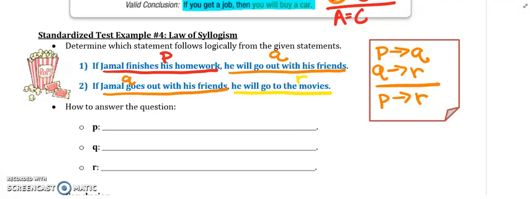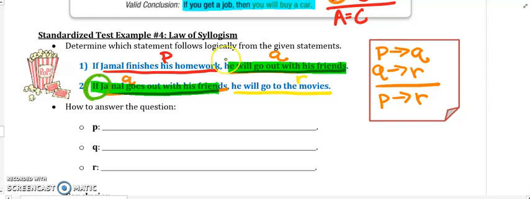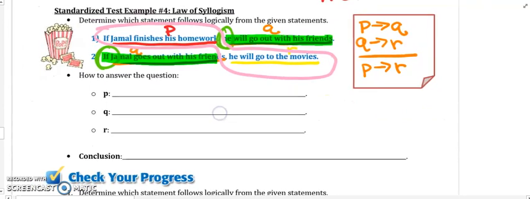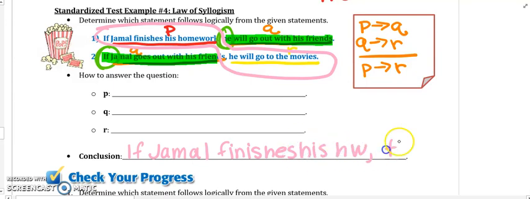I have the same thing twice. One's an if, and remember, it's really important, one's an if. And this does not say then, but it's a then statement. It's the conclusion. So I'm going to cut those out, and I'm going to combine the rest, and the rest is my answer. And make sure you combine it in the right order. It shouldn't be a then-if statement. That doesn't make sense. It's an if-then statement. So my conclusion is if Jamal finishes his homework, then, and like I said, it didn't say then, but it could have, then he will go to the movies.